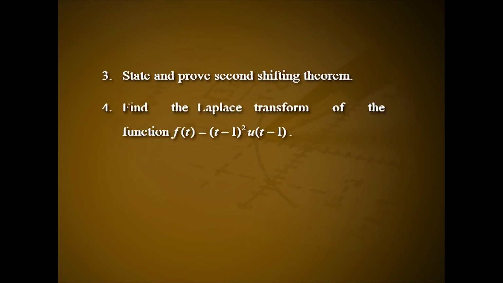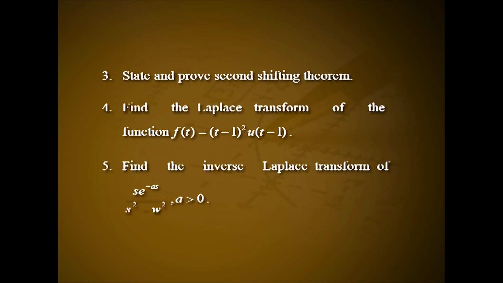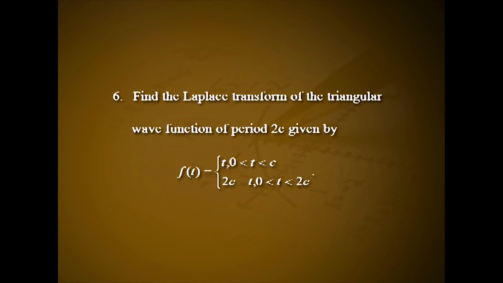Third one, state and prove second shifting theorem. Fourth one, find the Laplace transform of the function f of t is equal to t minus 1 whole square into u of t minus 1. Fifth one, find the inverse Laplace transform of s into e raised to minus as divided by s square minus w square, where a is greater than 0. Sixth one, find the Laplace transform of the triangular wave function of period 2c given by f of t is equal to t for 0 less than t less than c and 2c minus t for c less than t less than 2c.